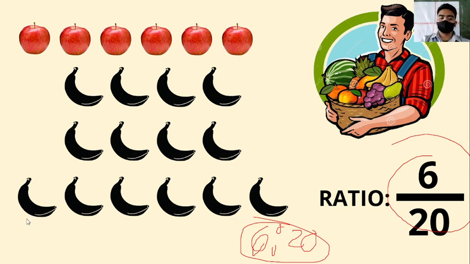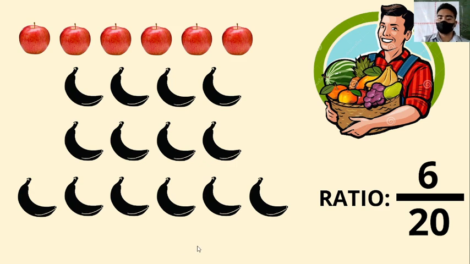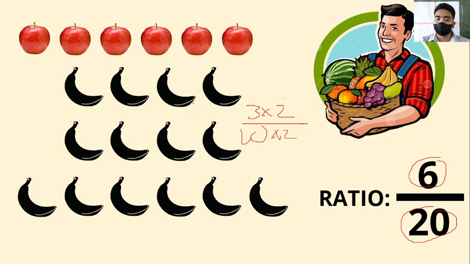Of course, you should also find the lowest term. What is the lowest term? If you are going to find the lowest term, you should find the GCF or the factors of 6 and 20. What are the factors of 6 and 20? Those are 3 times 2 and 10 times 2. What are the common factors that you could see in your numerator and denominator? 2. We could now cancel them both. And what are the numbers that were left? 3 and 10. So you could just write 3 is to 10.